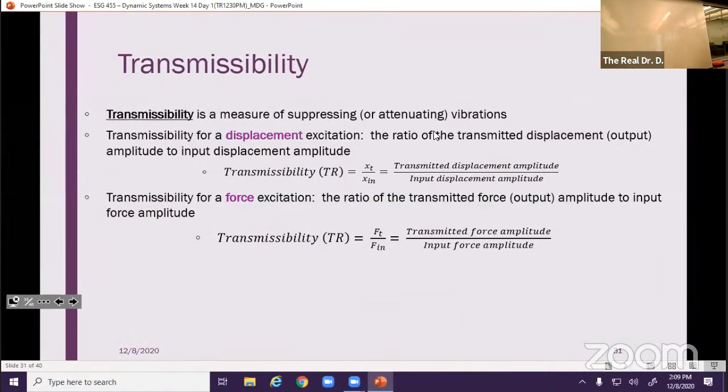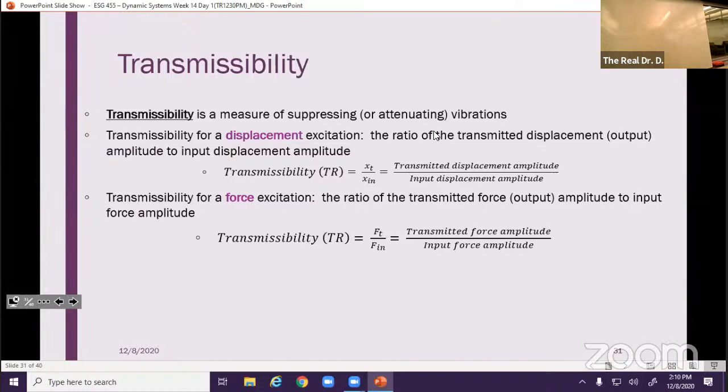This idea is called transmissibility. The transmissibility of a system is the measure of how good it is at suppressing or attenuating vibration. A large transmissibility number is bad. We want a low transmissibility number, right? A large transmissibility is bad. It means that you will amplify your vibration.